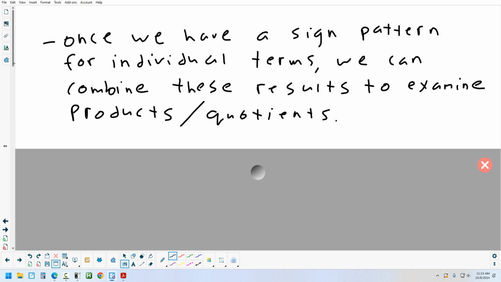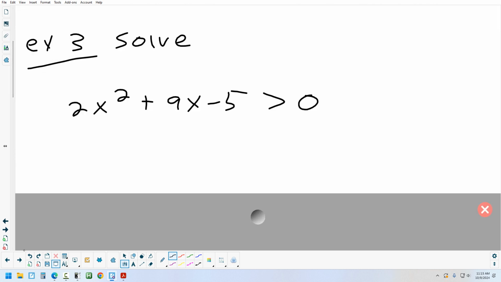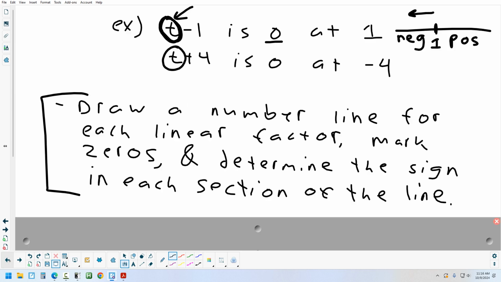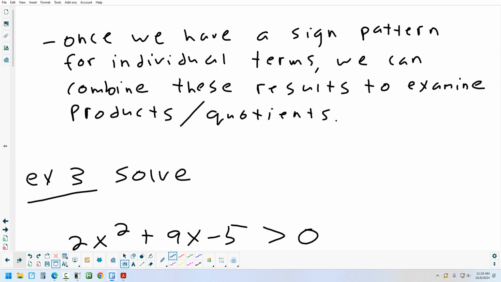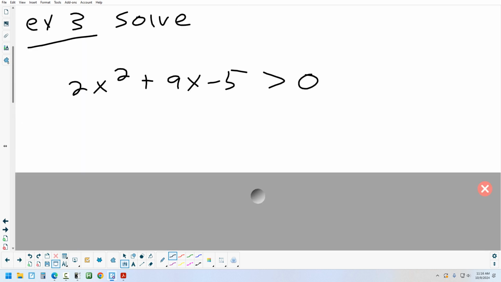Okay, so I'm going to come back to that in a second. Let's try this one. So the goal here is to solve this inequality, but it's a quadratic, it's not linear. So we can't do it the way we did yesterday. And you can't use the quadratic formula on a linear inequality and get the signs. In order to do a sign pattern, you have to be able to factor it. If you can't factor it, this whole method goes out the window. Can't do it.